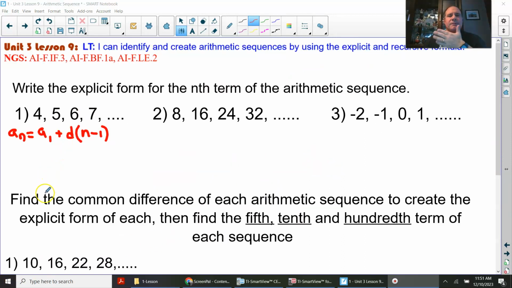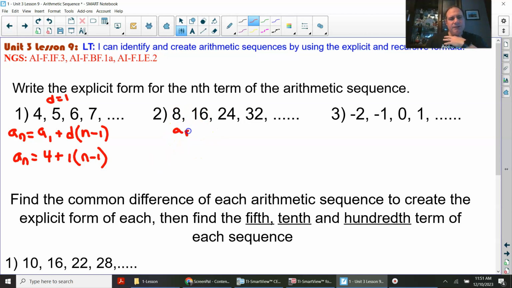Remember the explicit formula for the nth term. The formula is a sub n equals a sub 1 plus d times n minus 1. So a sub n, we're going to look for. We have a sub 1 is 4. With the n term, you're just going to leave the n alone. A sub 1 is 4, we're going to put that in. And the common difference right now is plus 1. So we're going to have 1 and then n minus 1. And that's all you do.